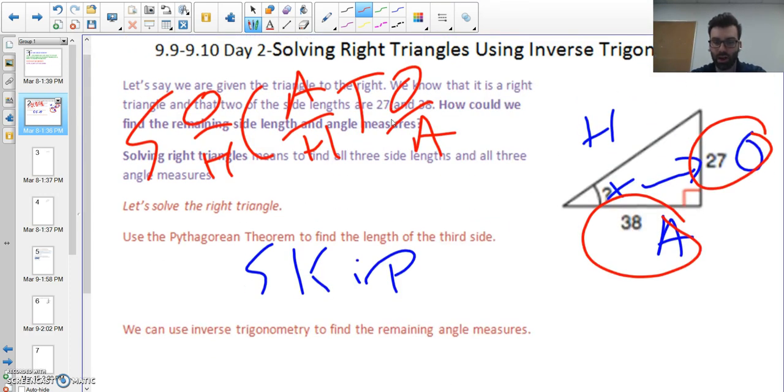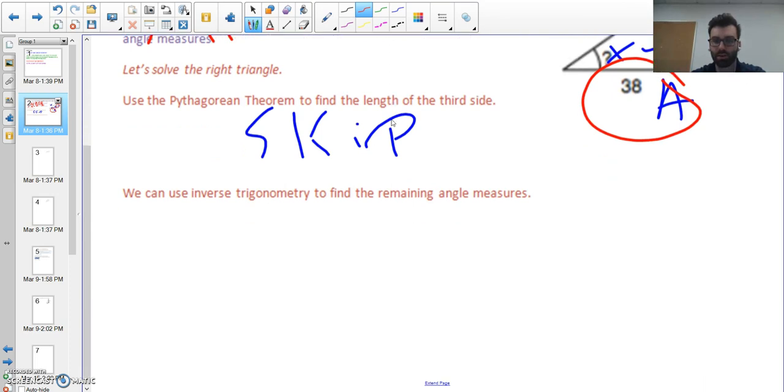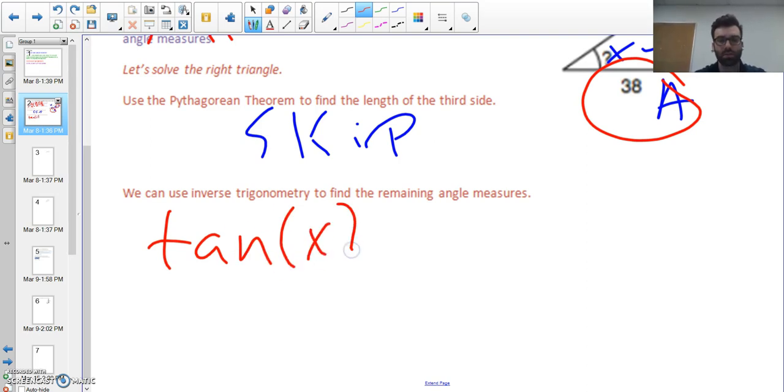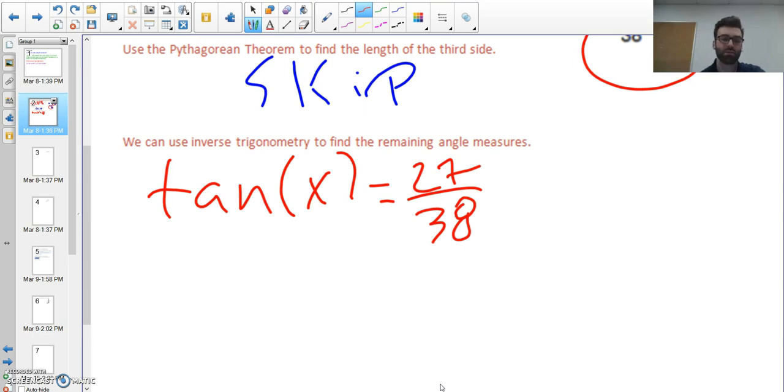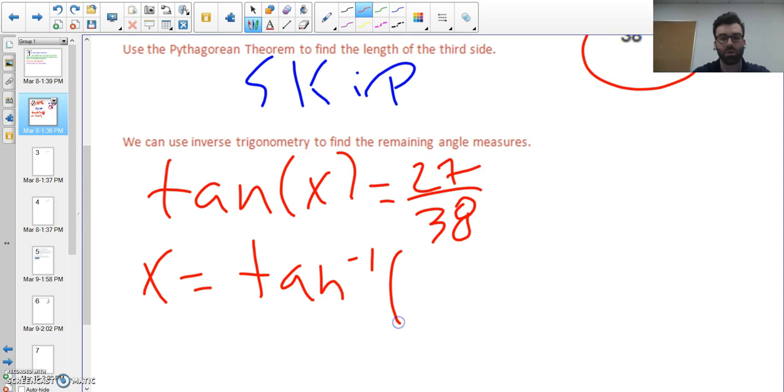We can use inverse trigonometry to find angle measures. So how are we going to do this? Well, tangent of x, tangent of my angle, this is my reference angle, equals the ratio of the two sides, 27 over 38. To find an angle measure, I use the inverse function, the inverse operation. So what that looks like, x is going to equal tan to the -1 of our fraction.